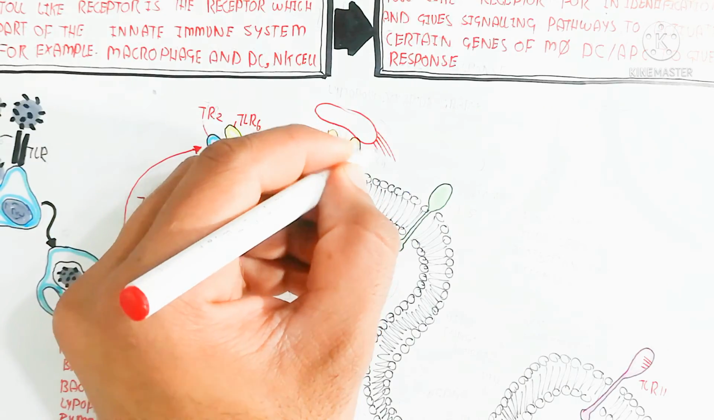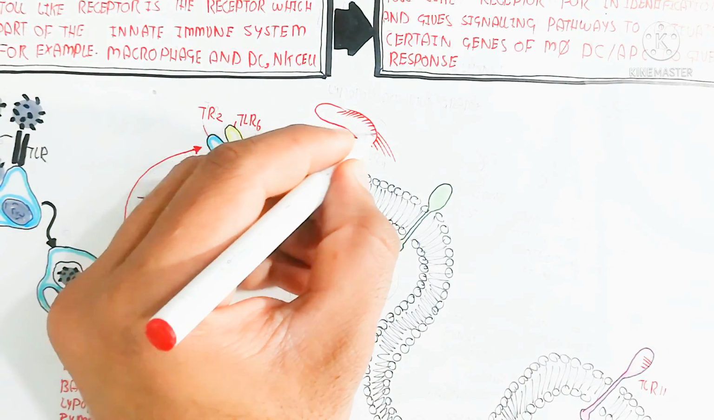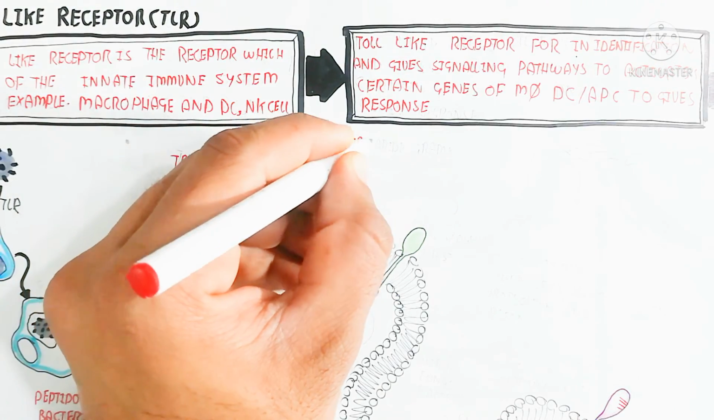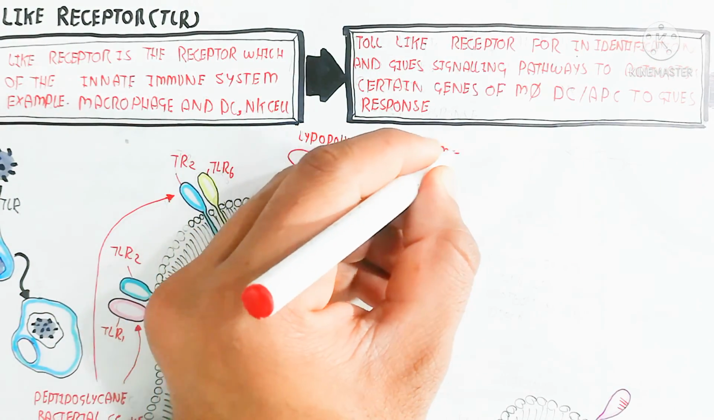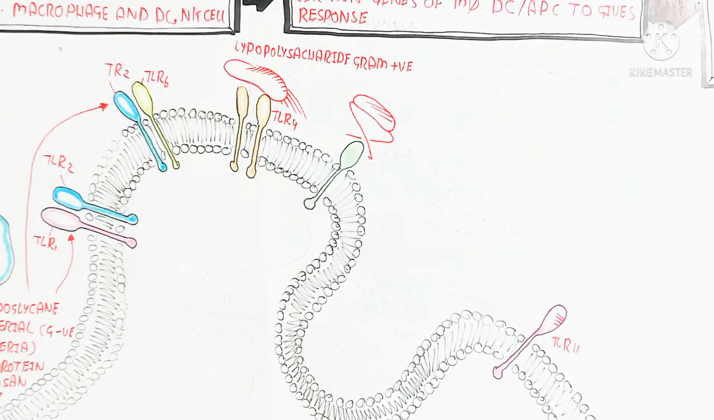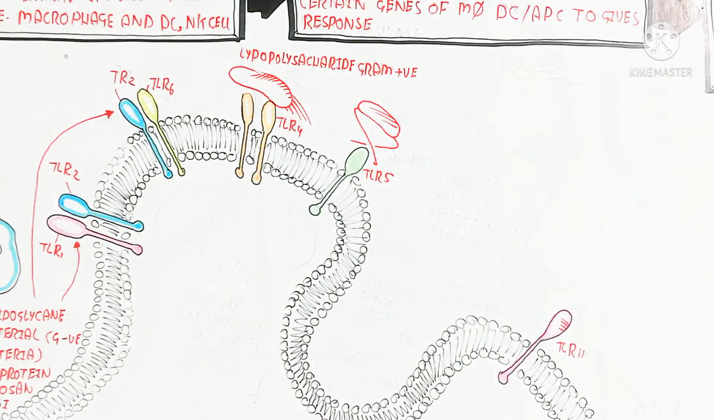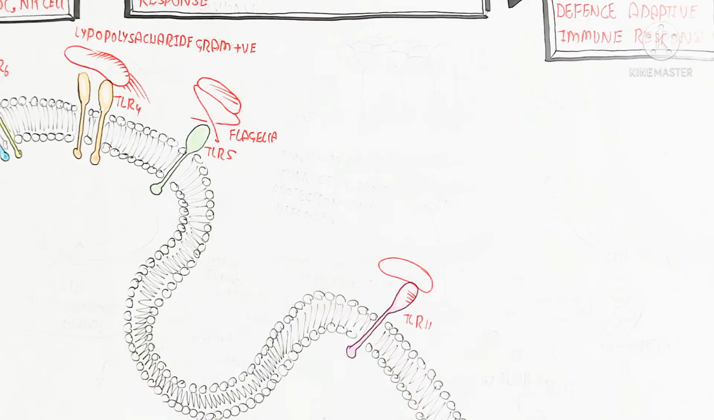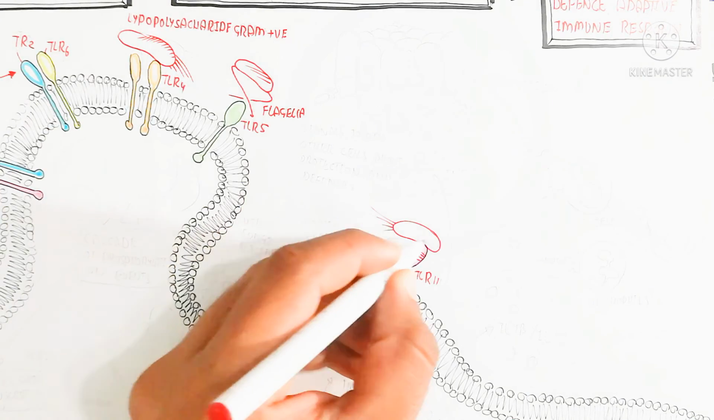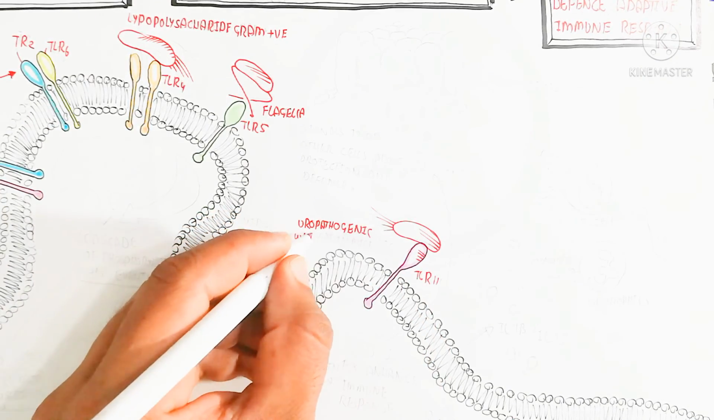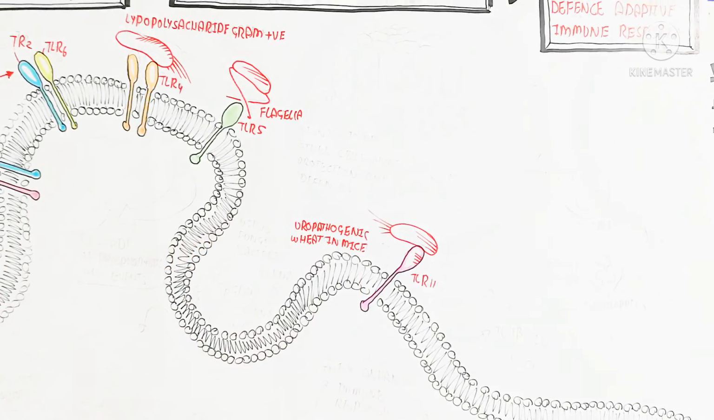This will also lead to toll-like receptor 2 and toll-like receptor 6 detecting these things. And the toll-like receptor 4, the homodimeric toll-like receptor, is used for the detection of the lipopolysaccharide of gram-negative bacteria. And the toll-like receptor 5 will detect the flagella of the bacteria or other protozoa.